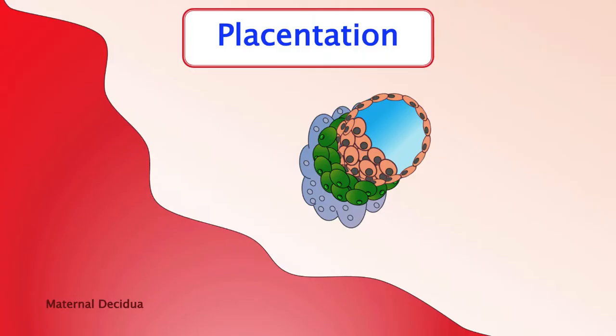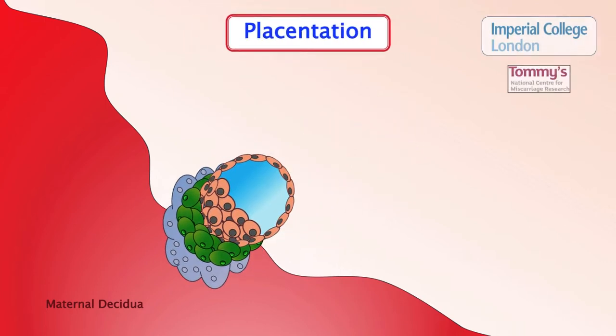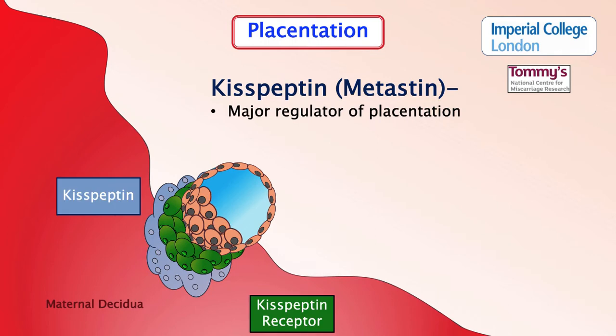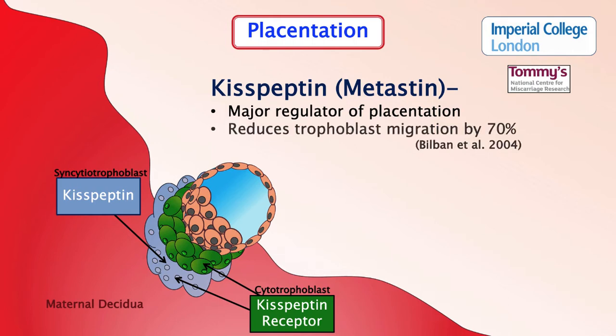In addition to its more well-known hypothalamic role in regulating GnRH secretion, kisspeptin is also produced in high amounts by the placenta. Kisspeptin is expressed by syncytial trophoblasts, whilst its receptor is expressed in both cyto and syncytial trophoblasts. Thus, kisspeptin is hypothesized to play a vital paracrine role in the regulation of placentation. Indeed, application of kisspeptin reduces trophoblast migration by 70%.